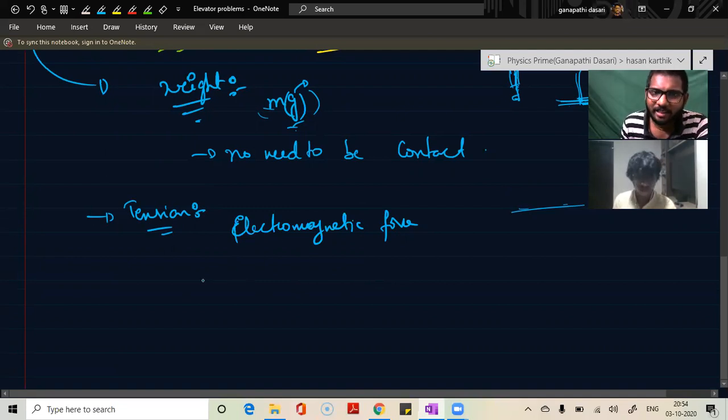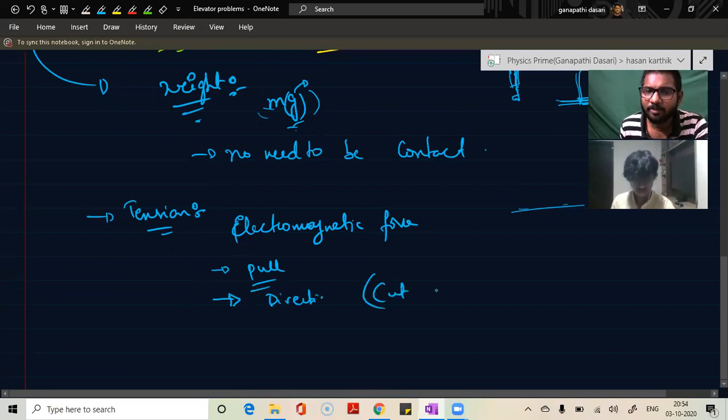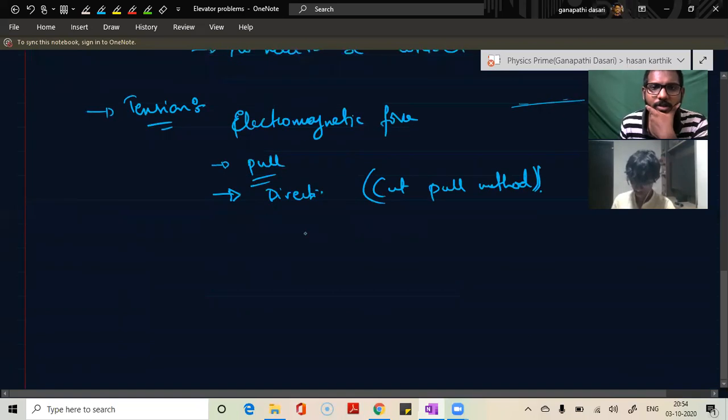Electromagnetic force, it can only pull, it cannot push. Tension can only pull. We can find out the direction of tension by the cut pull method. I'll tell you the cut pull method. Have you learned this method? No, sir. Okay. Then what else related to tension? Cut pull method, pull, electromagnetic force.